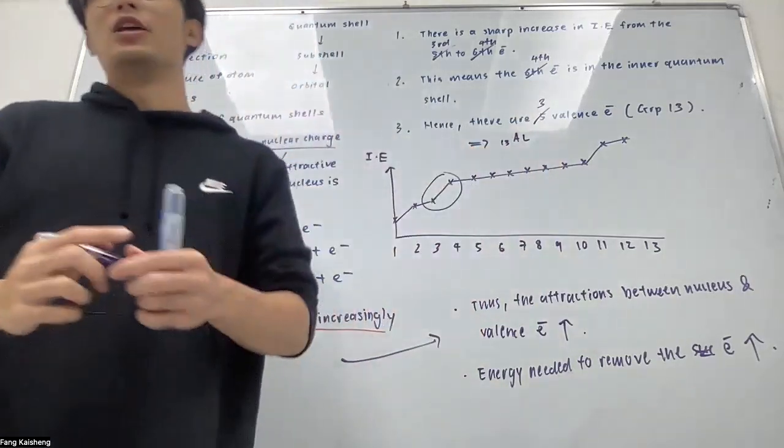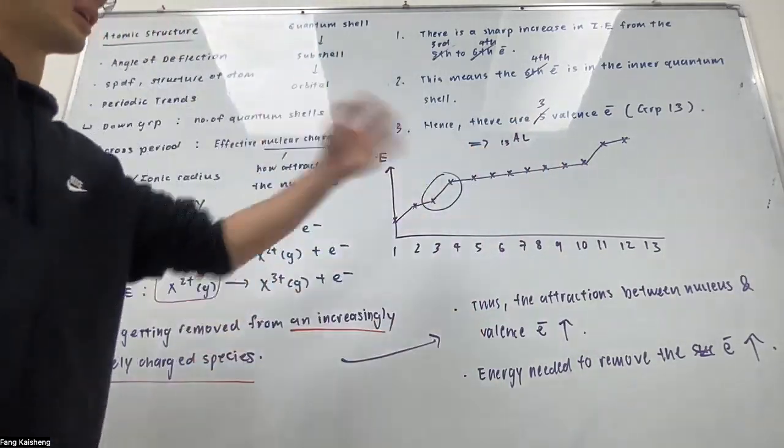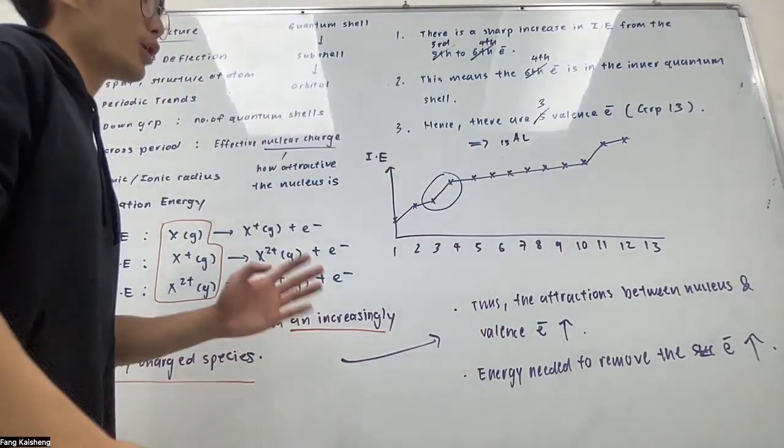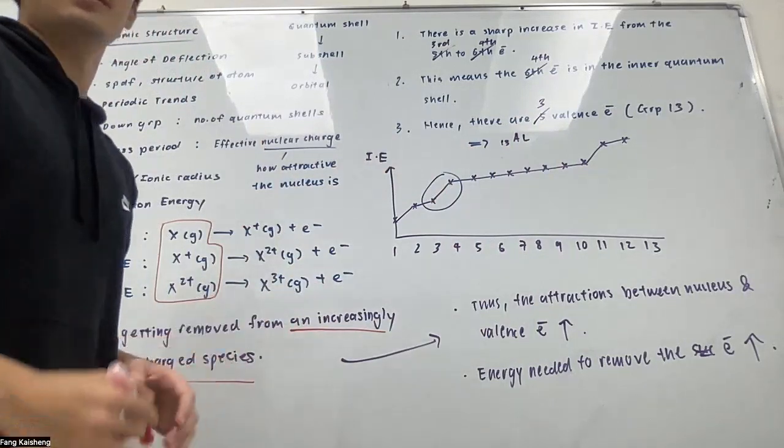Now we can annotate the graph a little bit more. Let's understand every single thing in this graph. So I want you all to write down the configuration for aluminium first.